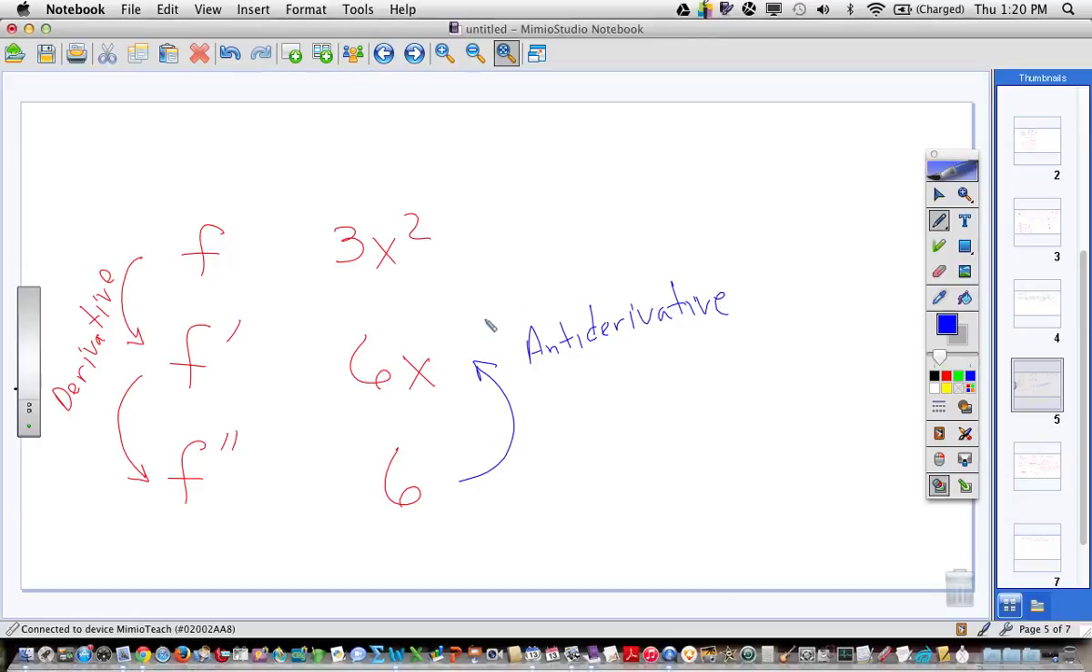It's the antiderivative. So when we go in reverse from f double prime to f prime, or from f prime to f, that is called taking the antiderivative.